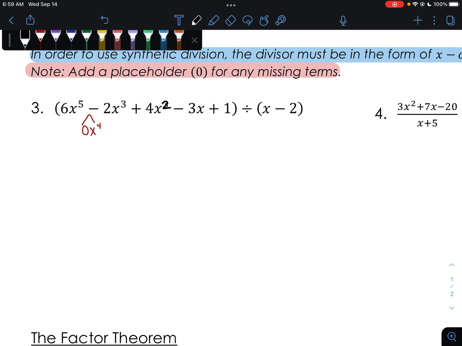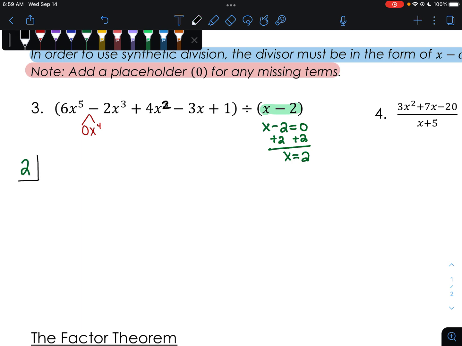So here we go. We're going to take what we are dividing by, and we are going to set it equal to 0 and solve. So when I solve, I add 2 to both sides, and I get x equals 2. So I am going to put 2 in what I call a half box.